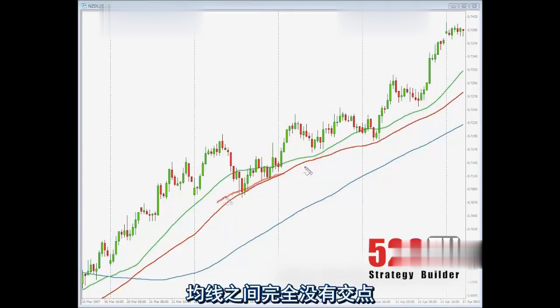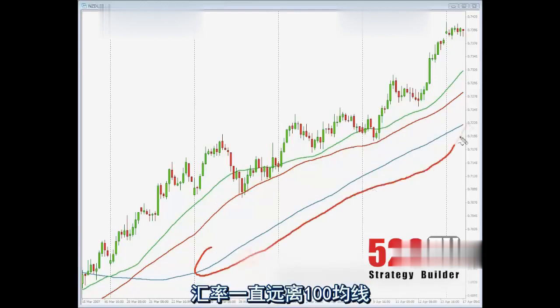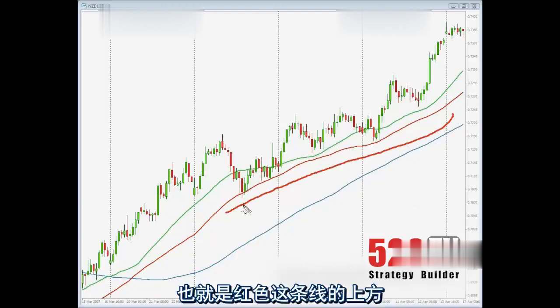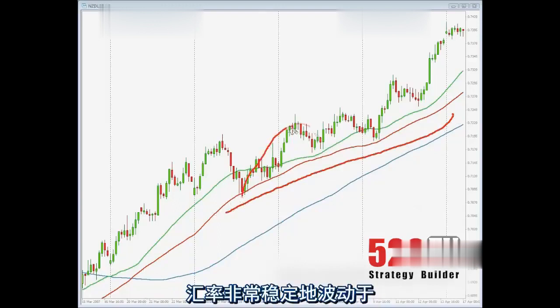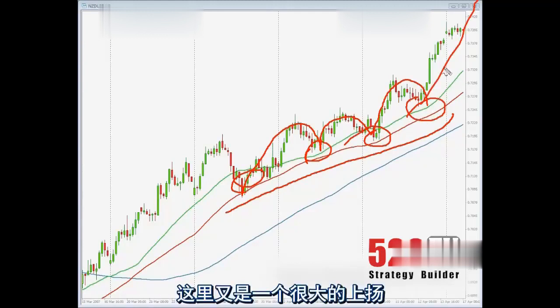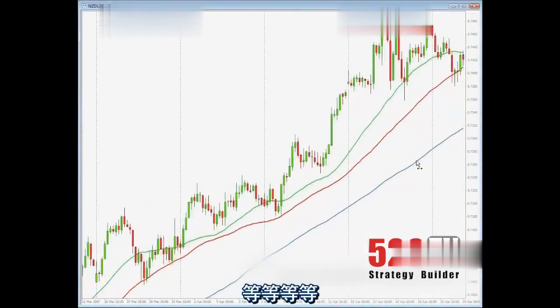No crossover. The moving averages don't cross over each other at any time. Price is keeping well away from the 100, spending most of the time above the 50 simple moving average, which as usual is the one in red. Price is very harmonically swinging off the dynamic area of support, which as you know is the area between the 30 and the 50, taking off again for a whole new swing to the upside.